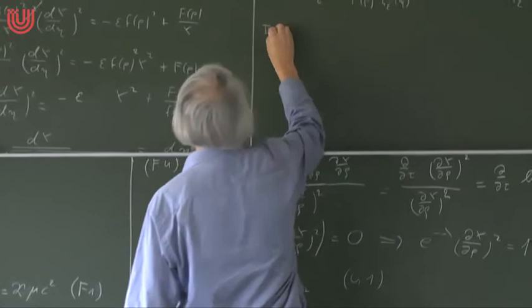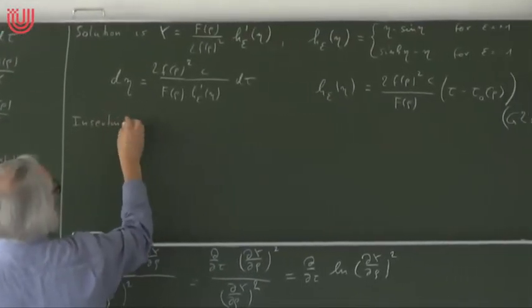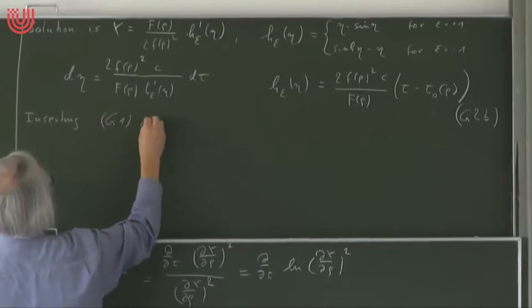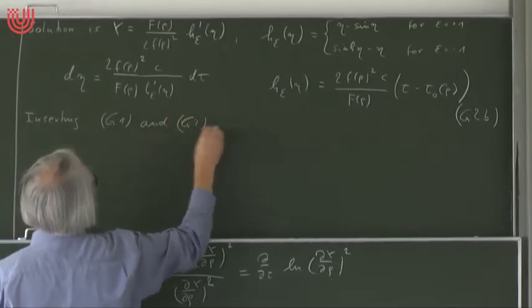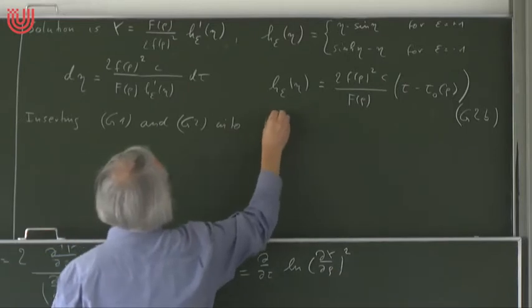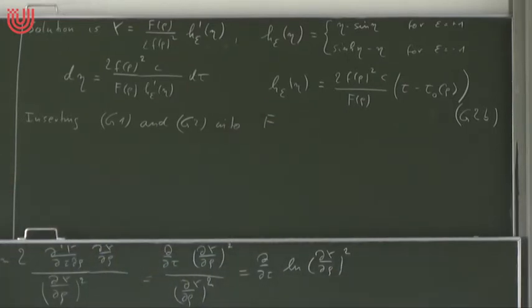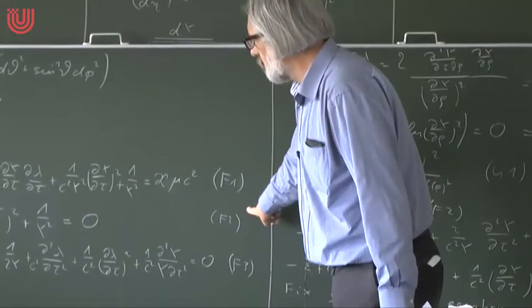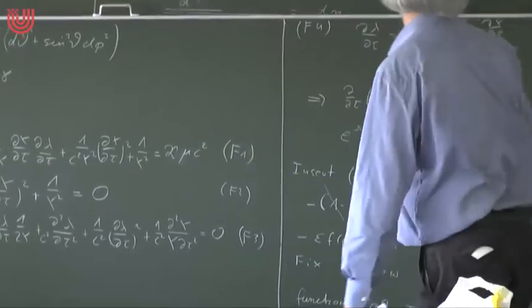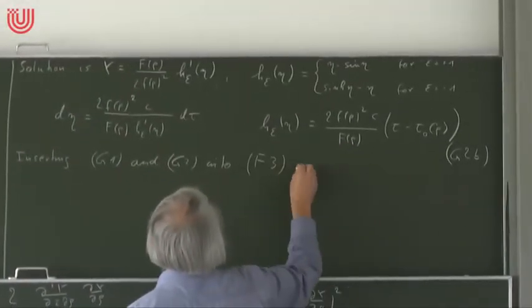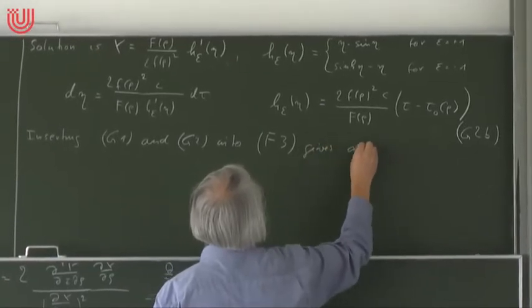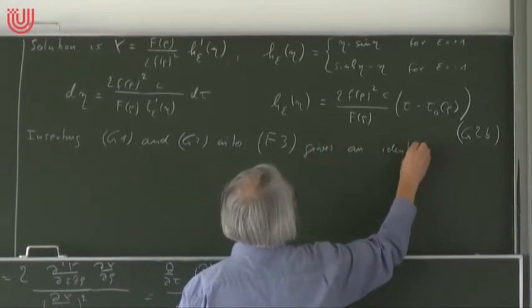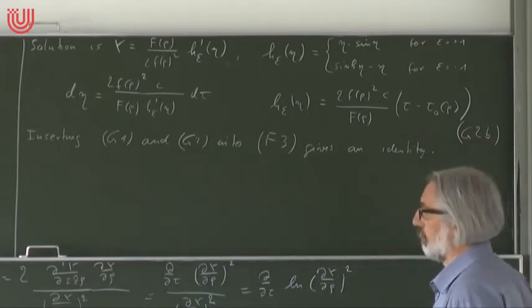So inserting G1 and G2 into F, what was the one with the angles? The one with the angles was, no, this was, that was the one we have used already. So then it's this one, F3, yes, that's the one with the angles. Unfortunately, this gives an identity. It doesn't give us any new information.